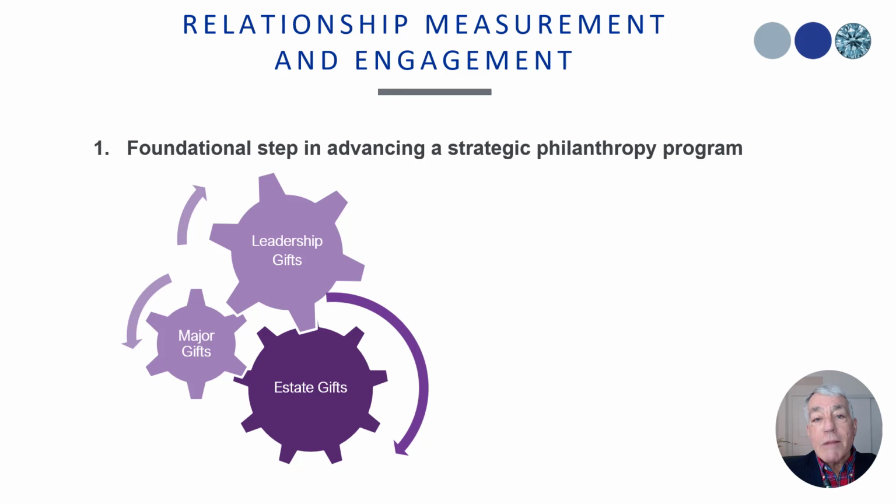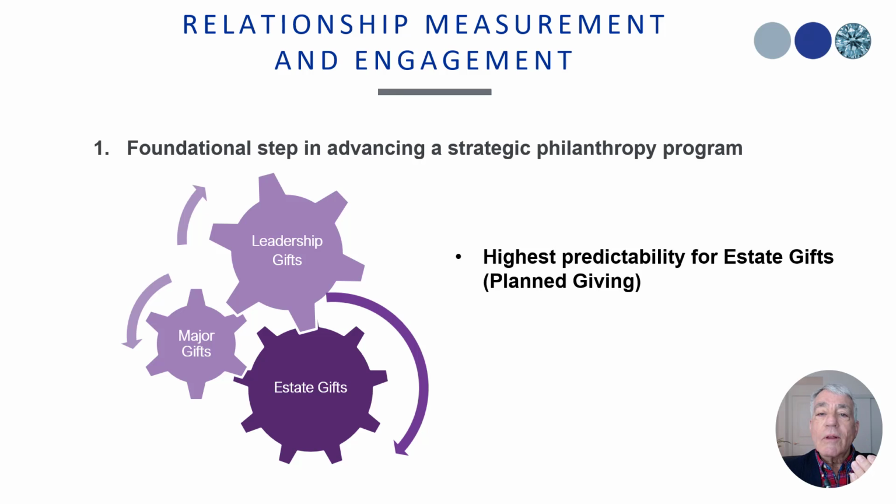The first step in developing these areas of fundraising is to do the right kind of database analysis, and out of it you will get a detailed engagement plan specifically for estate gifts or plan giving. The highest predictability is in the area of estate gifts. In other words, people in their relationship with you, if it's specified correctly, can very predictably make plan gifts to your organization. As I said, estate giving, we'll also call it plan giving.